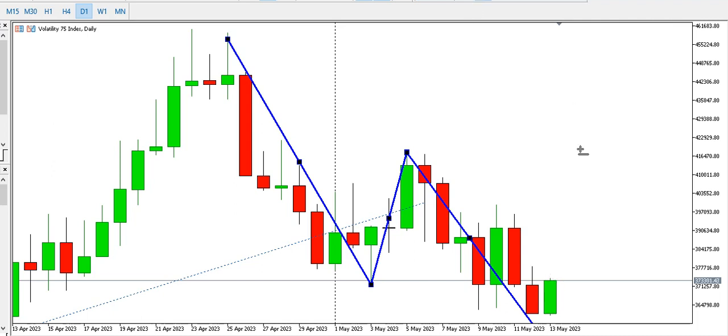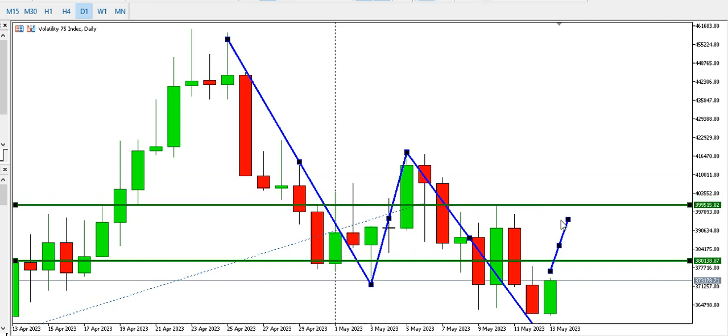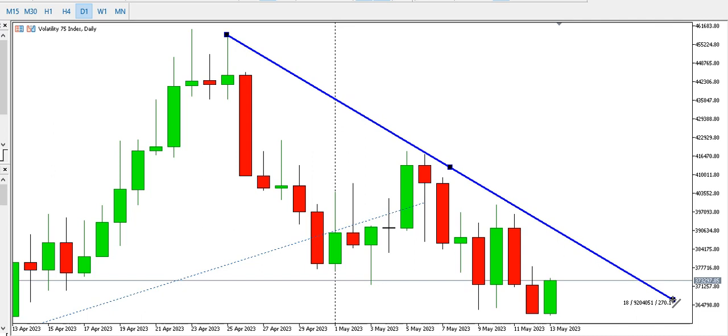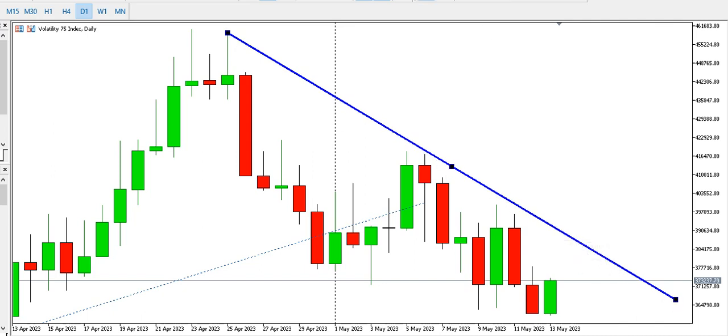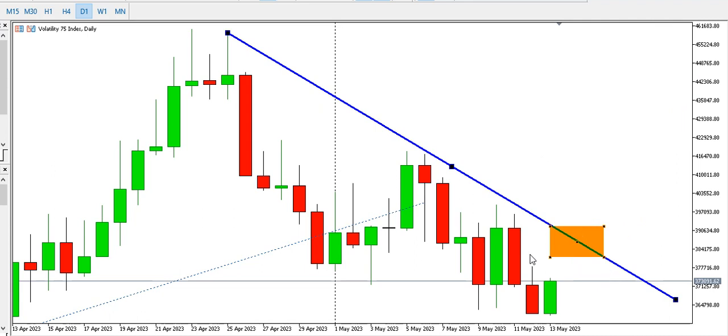If the buyers can push price above yesterday's high, and if we can close above yesterday's high, I'm talking about this high, then we can see price recovery to the previous highs around here. But it's still a downtrend on the daily time frame, unless this descending trend line is broken. If it gets broken, you might see price recovery to test the other blocks I mentioned earlier. That's that for the daily time frame.